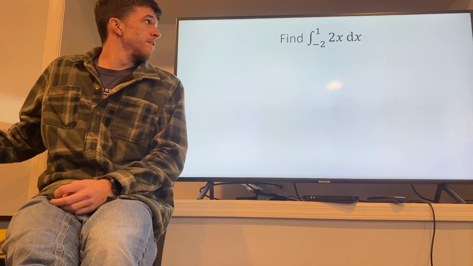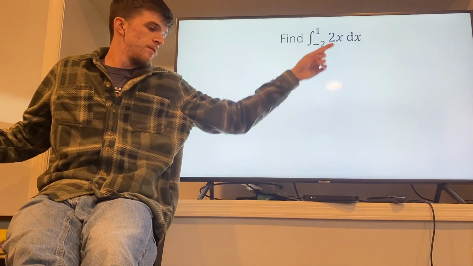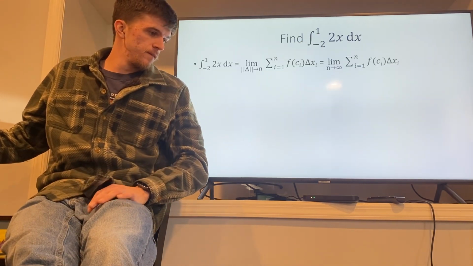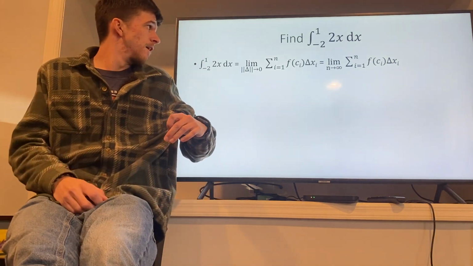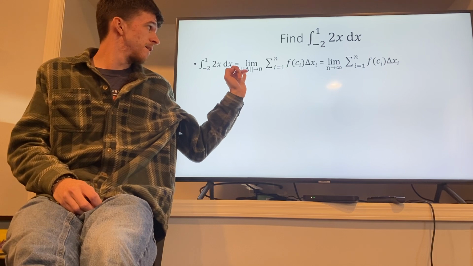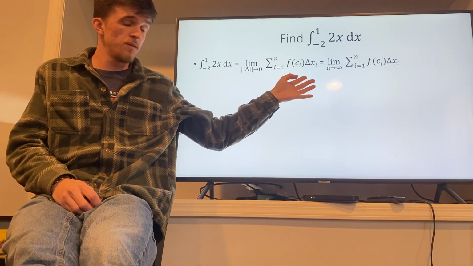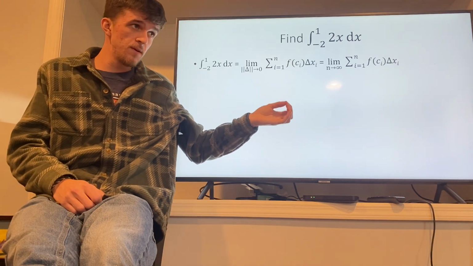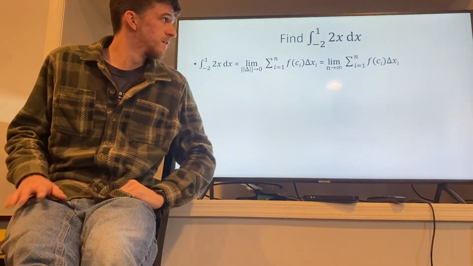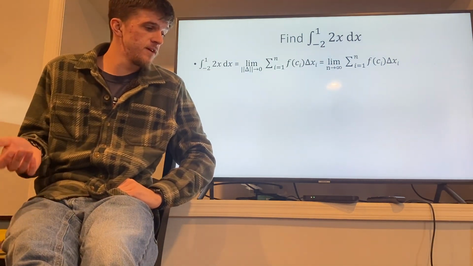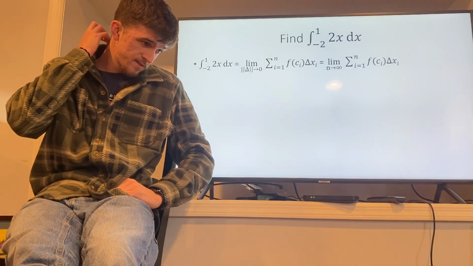So we want to find the integral of 2x from -2 to 1. First thing we'll do is write that in our other notation. We know that the integral can be rewritten as the limit as the norm approaches 0 of the sum of n terms. And if you'll recall, the norm approaching 0 implies that n is approaching infinity, so we can rewrite that one step further to get the limit as n approaches infinity of the sum of n terms of your function times your width.